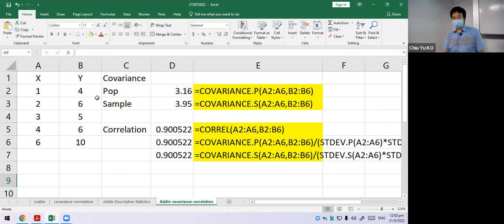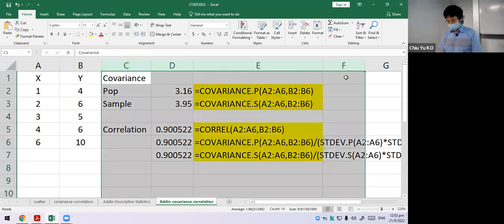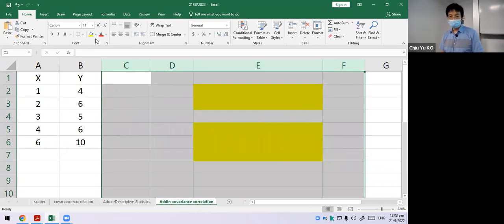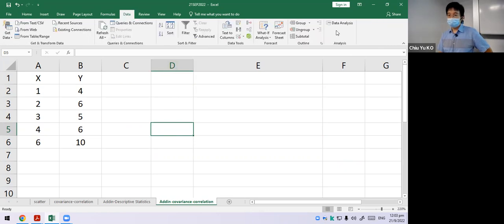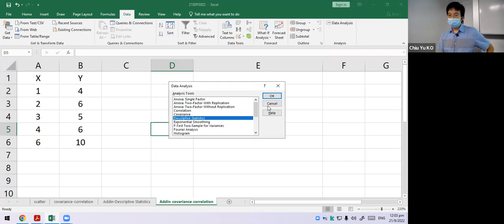So instead of doing this, let me do Addin. Again, what I'm going to do is go to Data and click Data Analysis. We'll do this two times. The first time I will do covariance, the second time I will do correlation. So let's do covariance first.